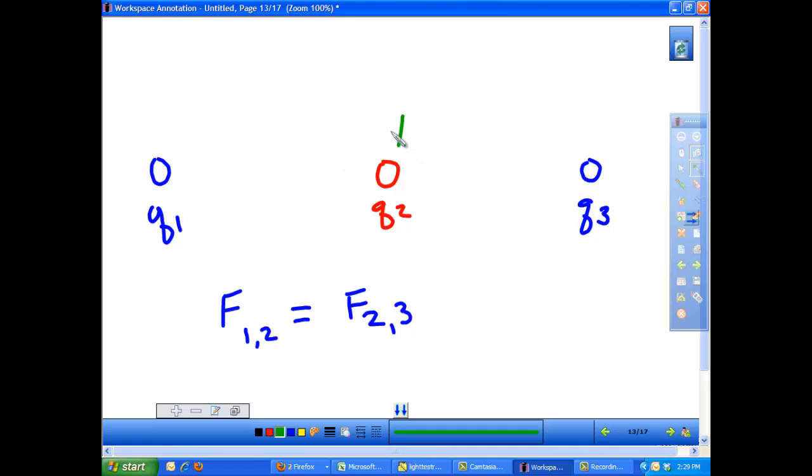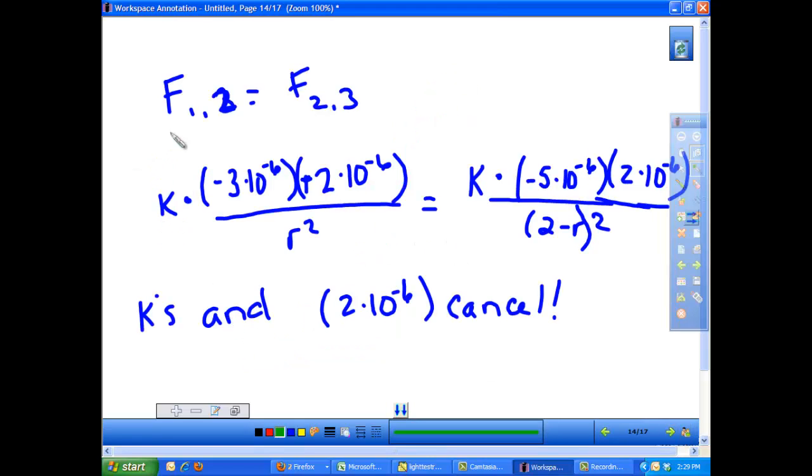So, in order for this charge to be at equilibrium, the force it experiences from 1 has to be equal to the force that it experiences from 3. And that's what this expression says right here. When these two forces are equal, this charge is at equilibrium. So, I'm going to drop Coulomb's law in for each of these expressions. The force between 1 and 2 is going to look like this, and the force between 2 and 3 will look like this.